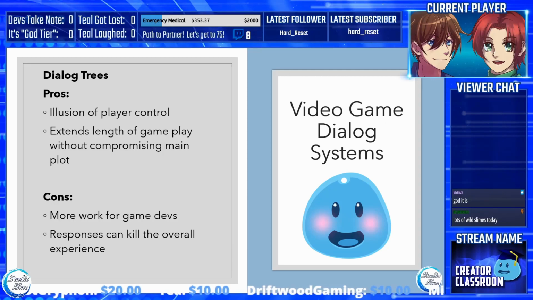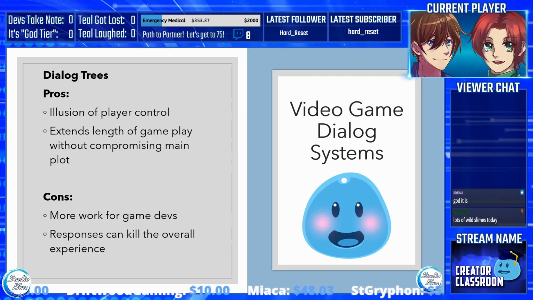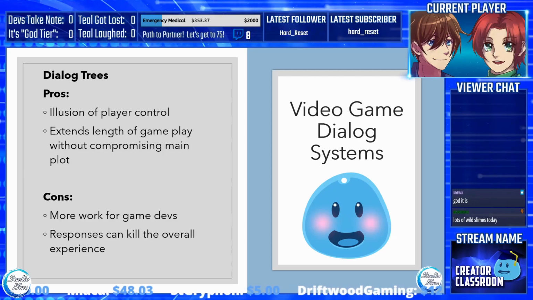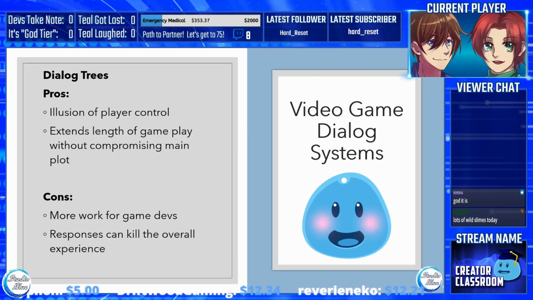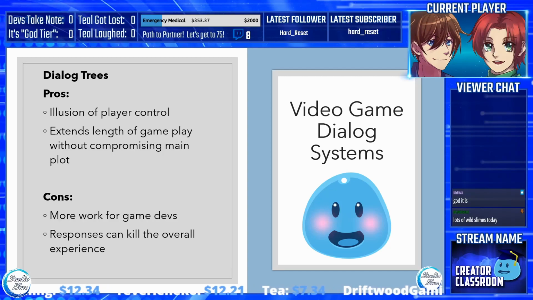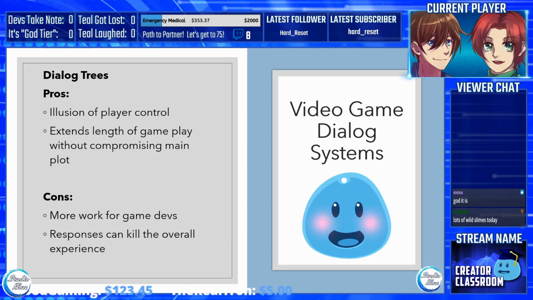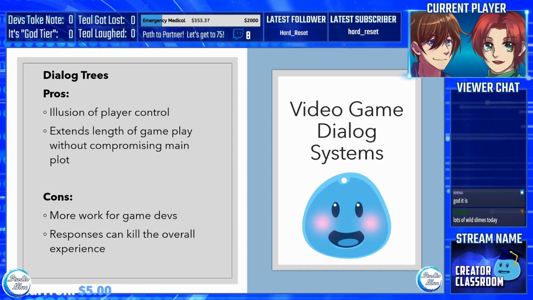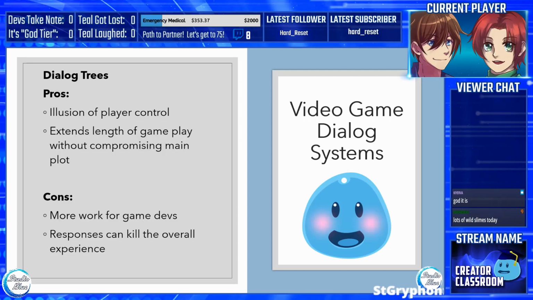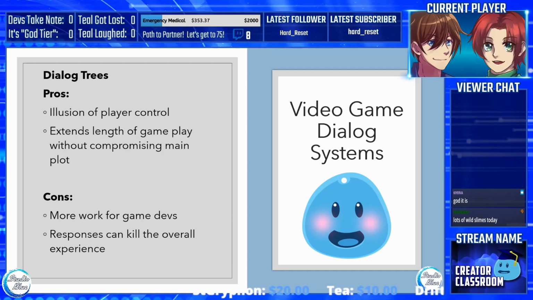The cons of this system is definitely more work for the game developers. There's a lot more coding and programming involved, and you need to be way more organized. Very organized in what you put down for the choices, and making sure that your story can go forward no matter what choice the player makes. Another con, and as I've seen this in games, bizarre responses to simple questions can kill the overall experience of being in a believable fictional world.